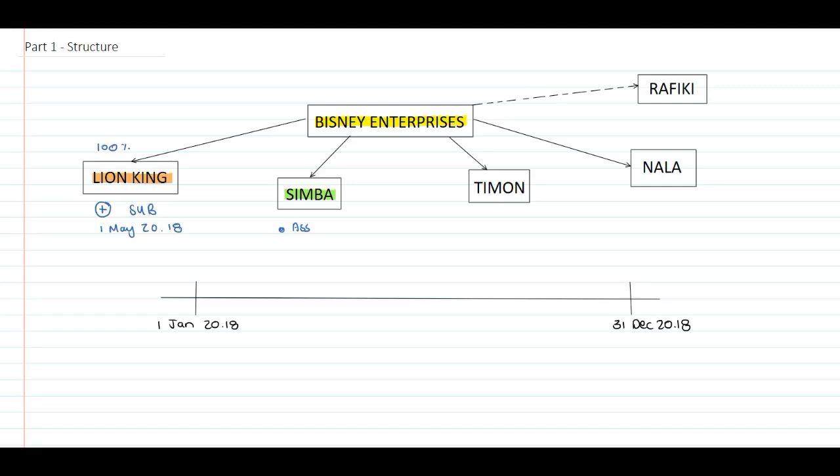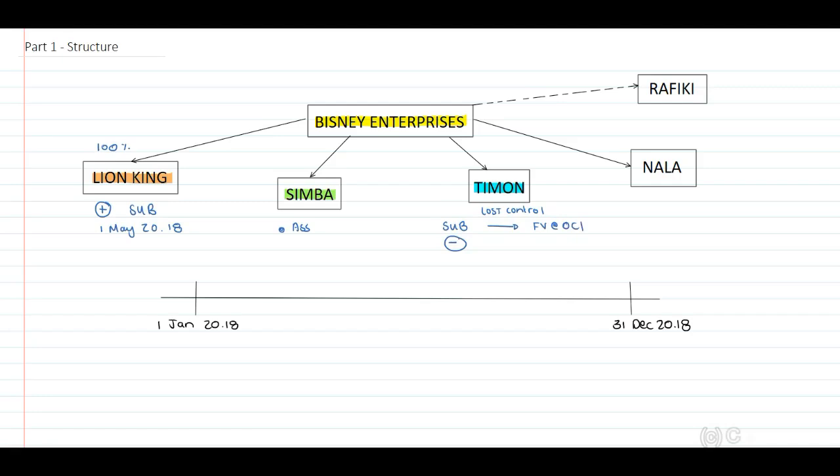Then we know that Bisney Enterprises has an investment in Simba, and Simba is an associate, therefore equity method accounting. Bisney Enterprises has an investment in Timon. When we look at Timon, remember, Timon is a subsidiary, and then during the year they've lost control. Therefore, we will have to take out our subsidiary and recognize this as a financial asset at fair value through OCI.